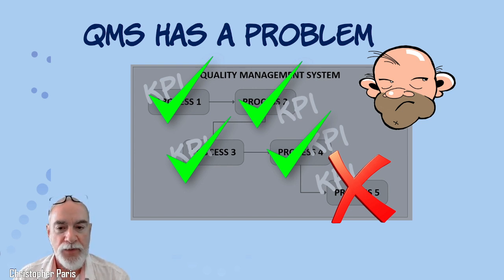What does that tell you? Your quality management system has a problem, but the problem is isolated. You know exactly where to focus your attention. Processes 1 through 4 are fine. That last process, number 5, is sick. Let's give it some attention, all right?